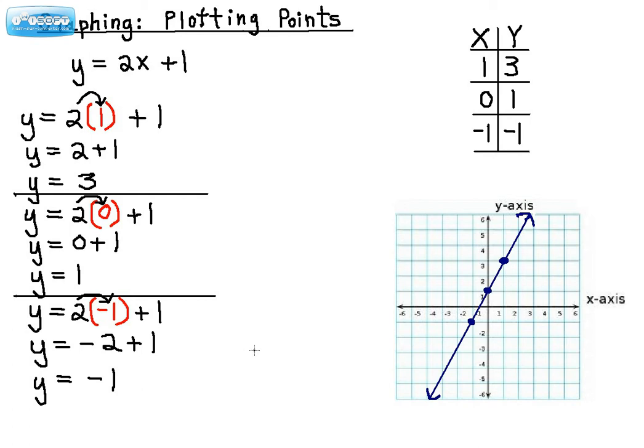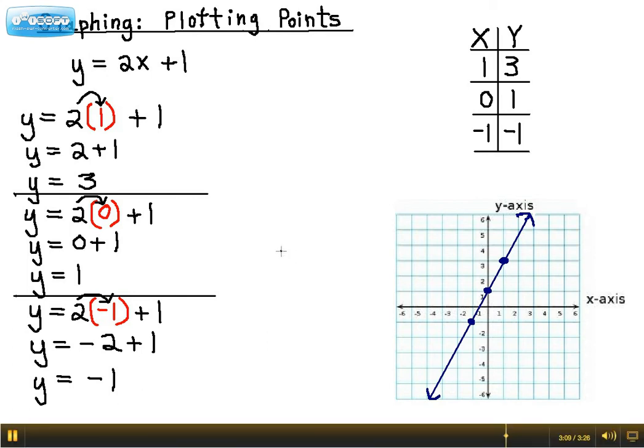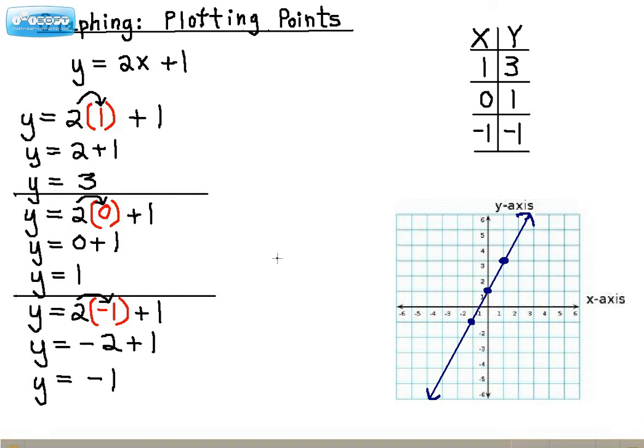Some tips on graphing using plotting points is to always solve your equation for y first. Pick values for x. Pick small values that will show on your graph. And it's a good idea to have at least 3 points because any 2 will form a line. But pick values for x, put these values in, solve to find y, and this gives you some ordered pairs to plot. And then graph your points and draw a line through them.